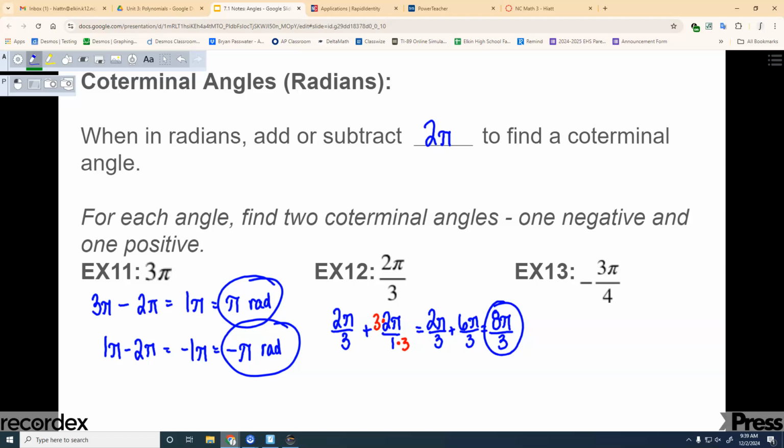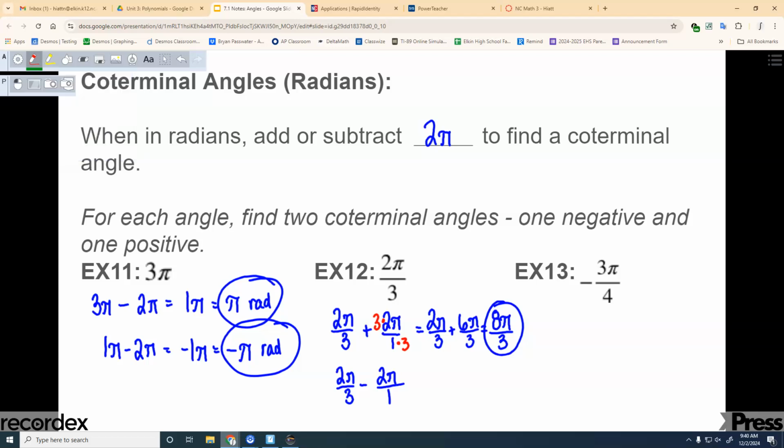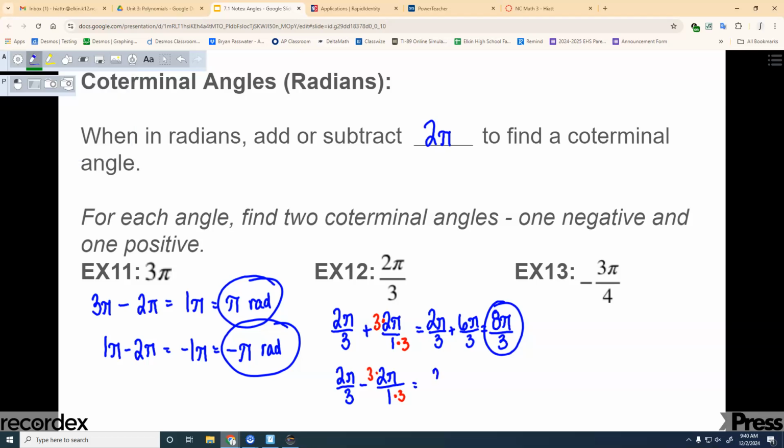What else should we do? Subtract 2 pi. So we're going to have 2 pi over 3 minus 2 pi, which is 2 pi over 1. And if I need common denominators, just like last time, I have to multiply the top and the bottom of that second one by 3. So I will get 2 pi over 3 minus 6 pi over 3. 2 pi minus 6 pi will give me negative 4 pi over 3.